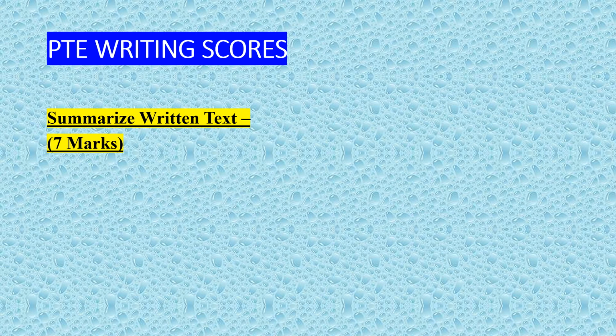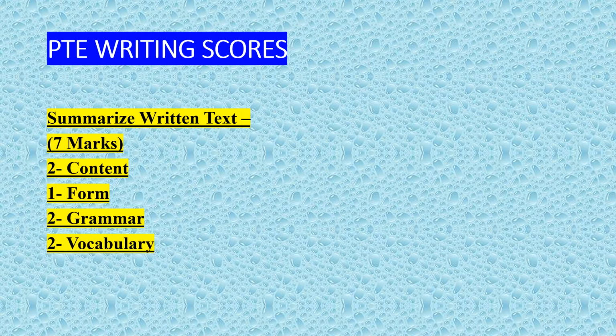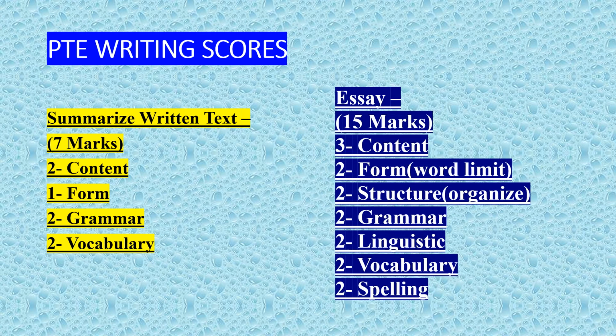Talking about PTE writing scores, summarize written text, which I talked about, as there are 2 question types. So it is out of 7 marks, where 2 is your content, 1 is your form, which is your word limit, 2 is your grammar, 2 is your vocabulary. And on the other hand, essay is out of 15 points, 3 content, 2 form, 2 structure, whether it's organized, 2 grammar, 2 linguistic, your language, 2 vocabulary, and 2 spellings.